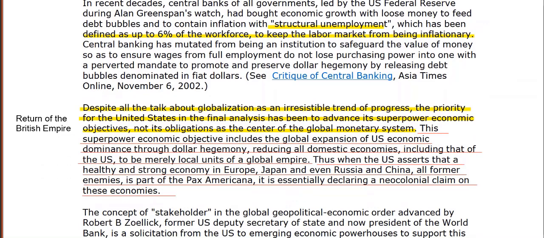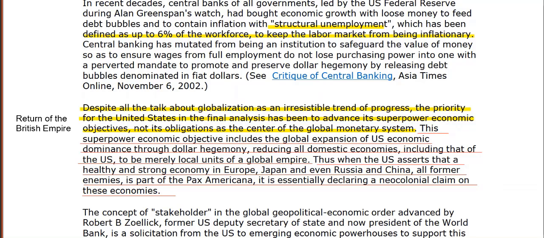Despite all the talk about globalization as an irresistible trend of progress, the priority for the United States in the final analysis has been to advance its superpower economic objectives, not its obligation as the center of the global monetary system. Basically, they're in for themselves, not to be an arbiter of fair trade. This superpower economic objective includes the global expansion of U.S. economic dominance through dollar hegemony. Gold, dollars, and powers, talked about that in the 50s. Reducing all domestic economies, including that of the U.S., to be merely local units of a global empire.